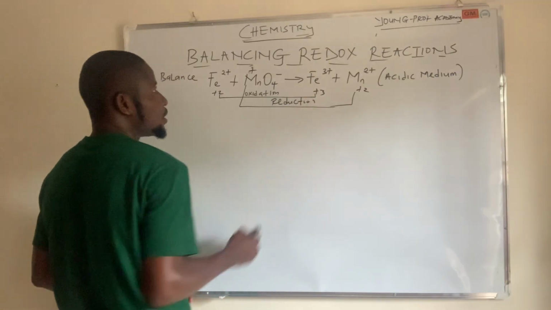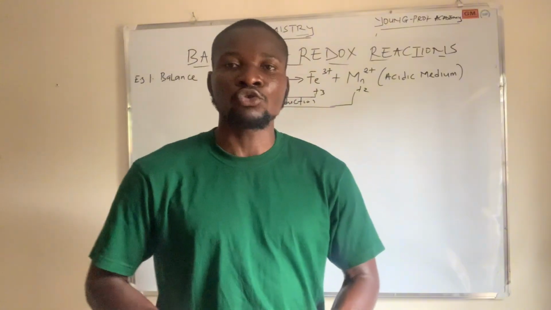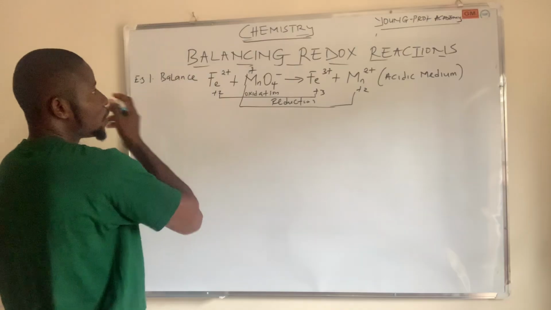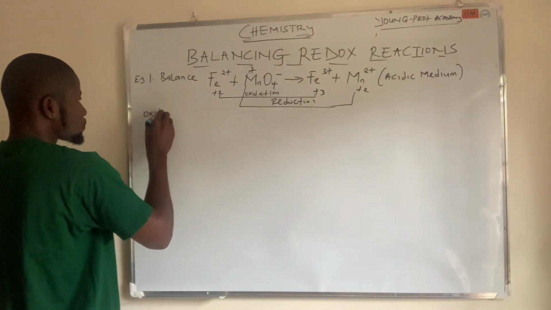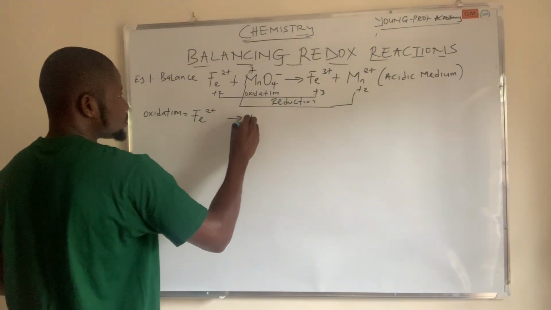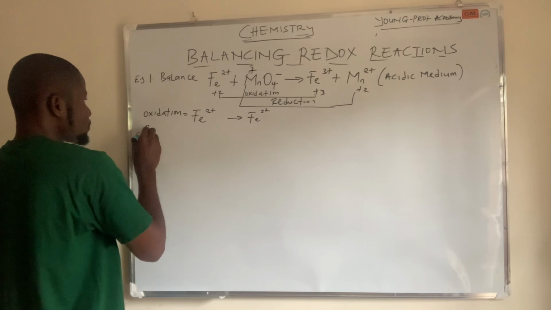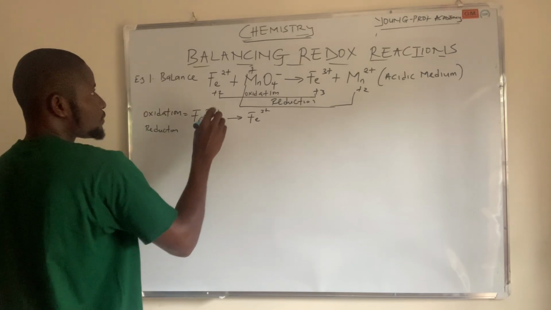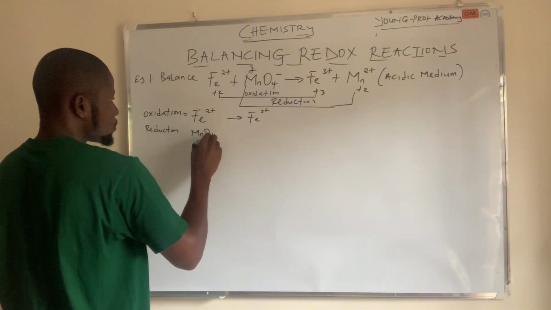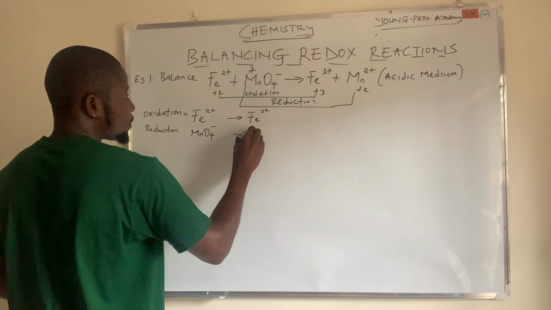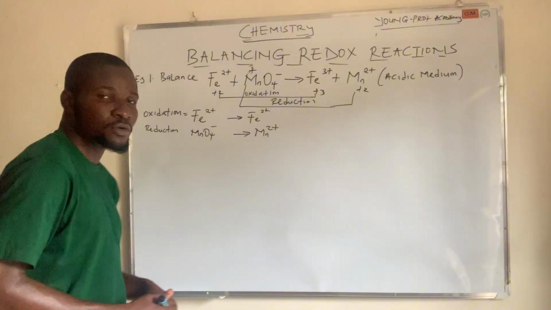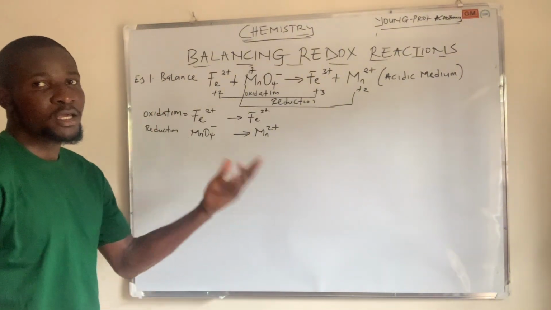So now, step number 2, you write the half equations of the reaction. We have the oxidation: Fe2+ to give us Fe3+. And for the reduction, we have manganese 7 to give us manganese ion. Now in this case, you have to check the equation to make sure that what is on this side is equal to what is on this side.